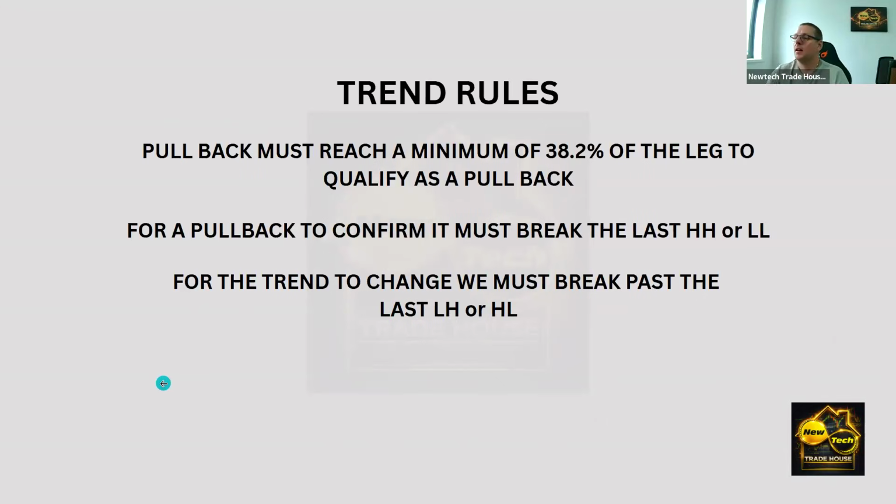So we have a couple of rules when it comes to following a trend. First of all, the pullback, and this is one that a lot of people miss, the pullback must reach a minimum of 38.2% of the leg to qualify as a pullback. Now, for a pullback to confirm, it must break the previous higher high or the previous lower low to confirm that your pullback is then a structural point.